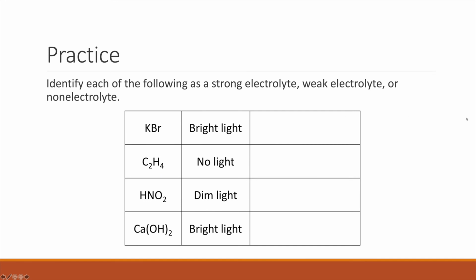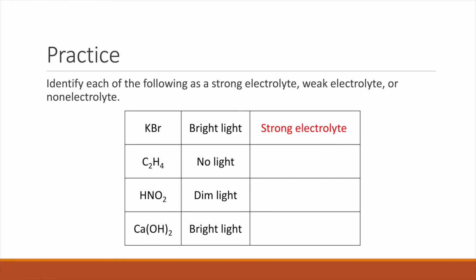So, to end our lesson, we have a practice here. Identify each of the following as a strong electrolyte, weak electrolyte, or non-electrolyte. So we are going to use this conductivity to help us identify this. So here I've got KBr, that's an ionic compound. Bright light, it is a strong electrolyte.